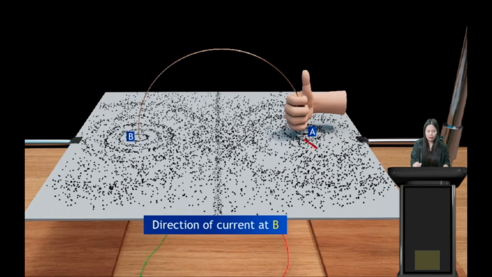Now what is the direction of current at point B? The current starts from point A and goes to point B. So when we see here, we observe that the direction of current at point B is downwards, because the current is flowing from this direction.